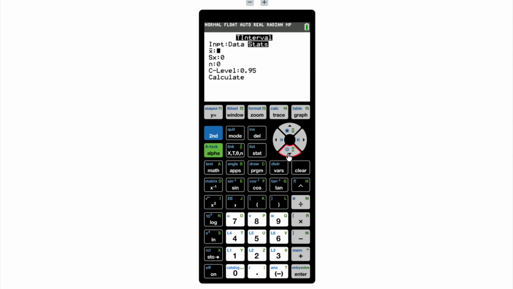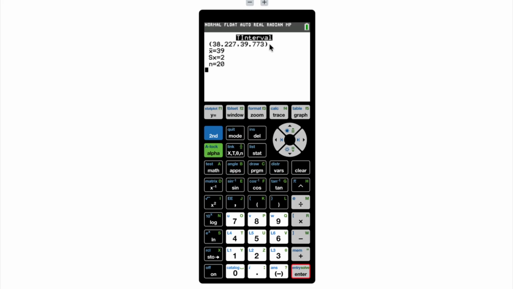X bar is the sample mean. In this case, it is 39. Sx is the sample standard deviation. In this problem, the standard deviation equals 2. N is the sample size, which is 20. For the confidence level, enter 0.90. Highlight Calculate and press Enter.